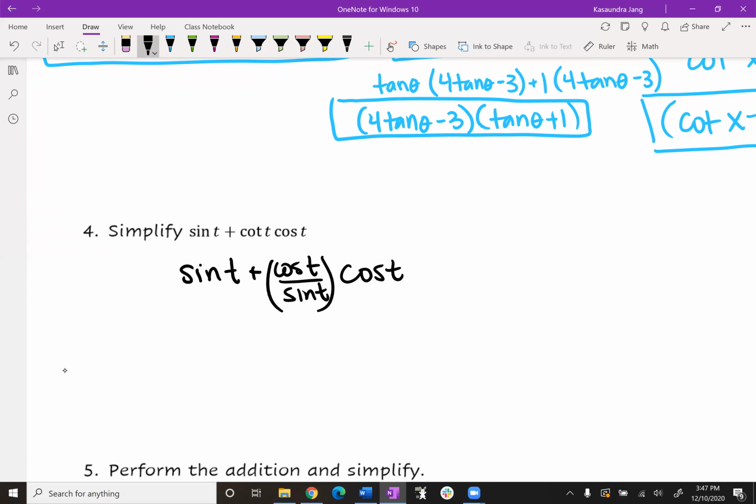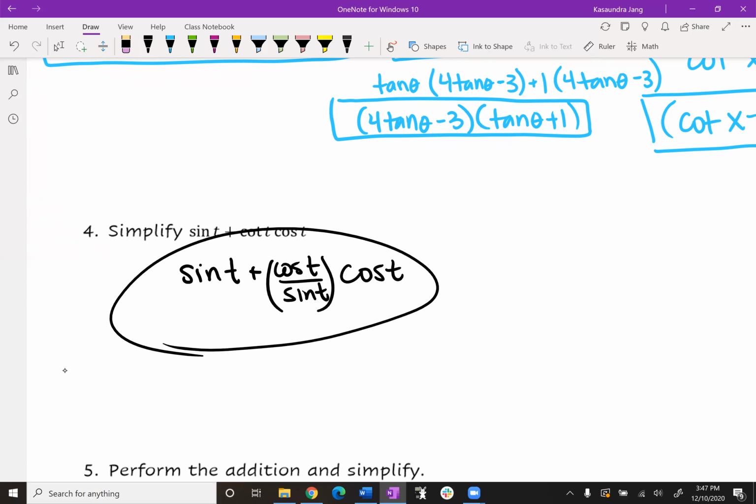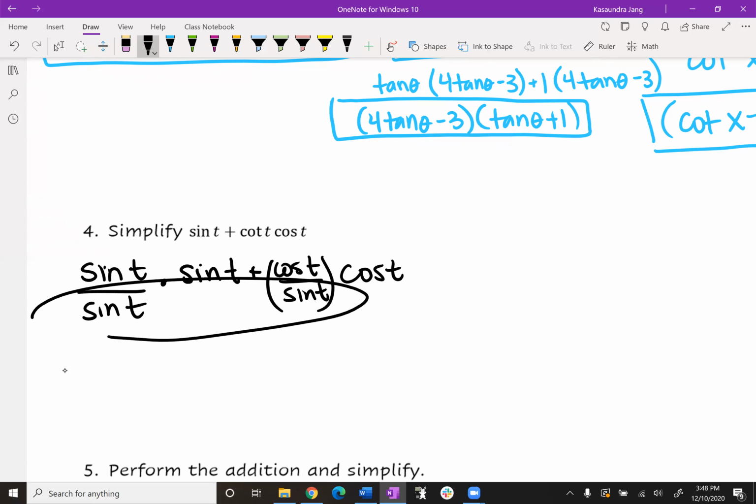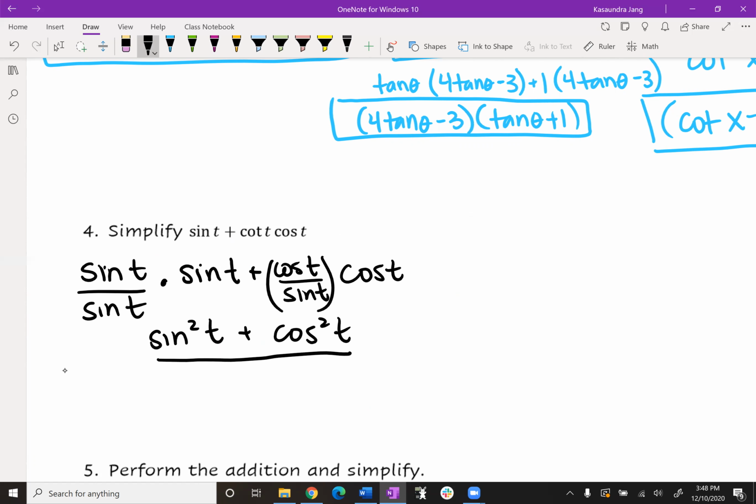Let's see what we can do to combine these. I would need common denominators. These are fractions, right? So I would need some common denominators. I think I'm going to multiply this by sine of t over sine of t. Okay, so they have their common denominators. This gives me sine squared of t plus a cosine squared of t. There's my cosines multiplied together. And their common denominator was just a plain old sine of t.